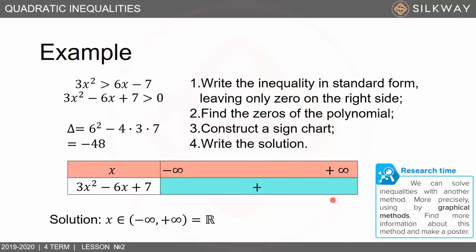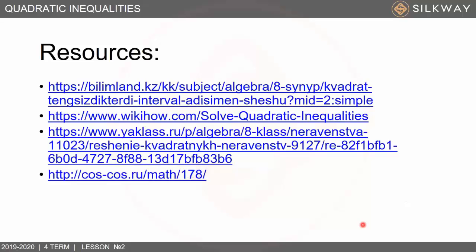Okay. And the last one, research time. We taught you here methods to solve a quadratic inequality, and one more method we have. It is a graphical method. Please find more information about this method on the internet and learn. Then we have resources, websites. You can visit these websites and find more information about quadratic inequalities.